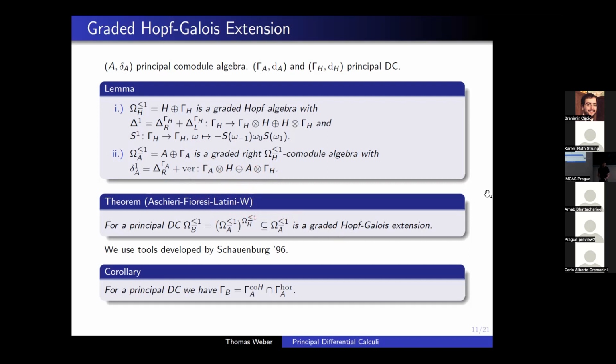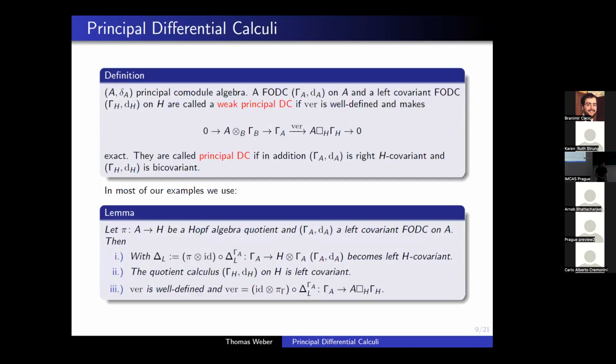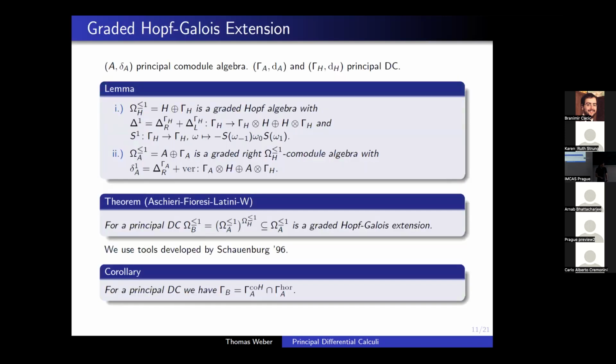And I should mention that here we are massively using a paper of Schauenburg from '96, where he is talking not about this in the differential graded setting, but in the graded setting. So he's somehow classifying graded Hopf-Galois extensions, and this is where those sequences appeared. Yeah? So this is somehow what is needed to make this work.